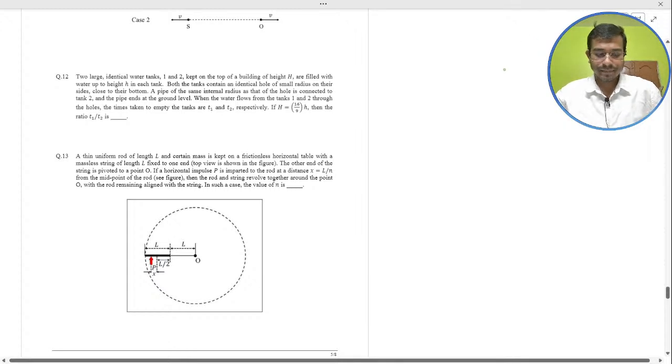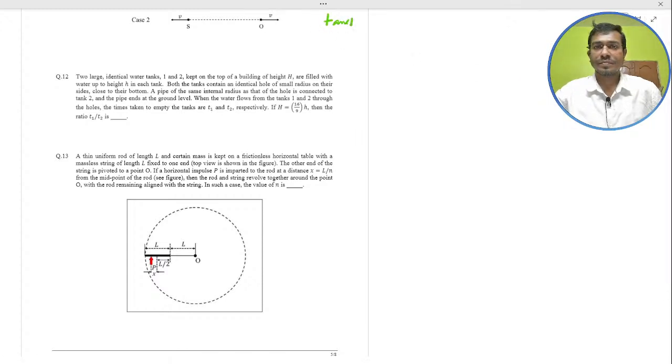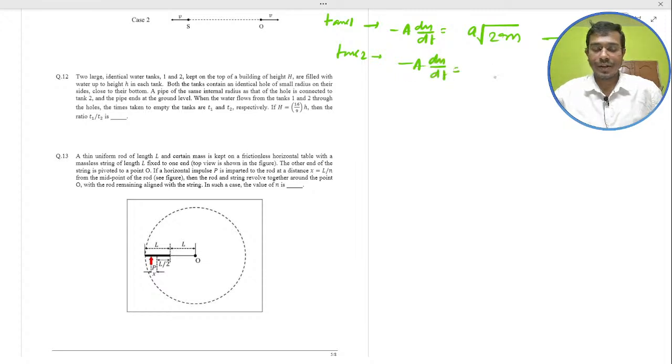So for tank 1, that the minus A dy dt, this is equal to a square root of 2gy, equation number 1. For tank 2, that the minus A dy dt is equal to a square root of twice g times (H plus y). This is equation number 2.